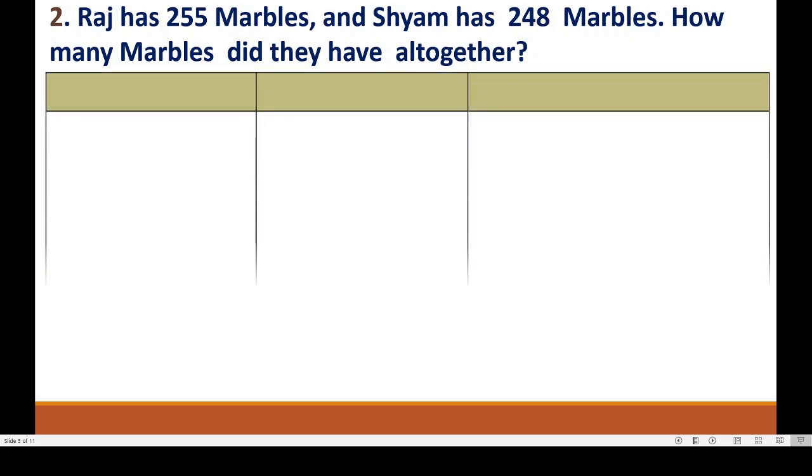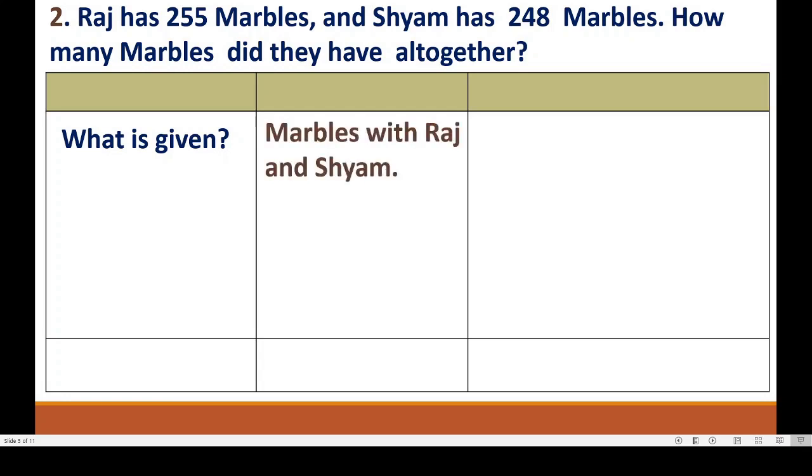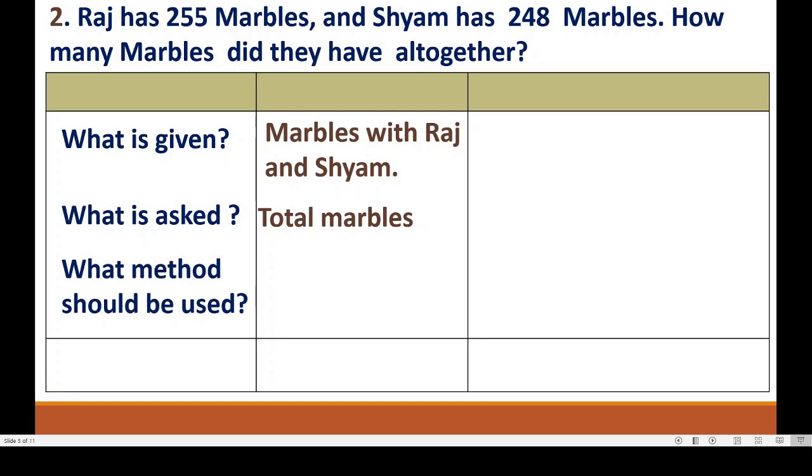We'll make a table. First, we will write what is given. Second column we will write, see this, marbles with Raj and Sham. Okay. Now what is asked? Total marbles. And what method should be used here? Yes, you are right. Here total means we must go for addition. Correct? Now we will go for method.